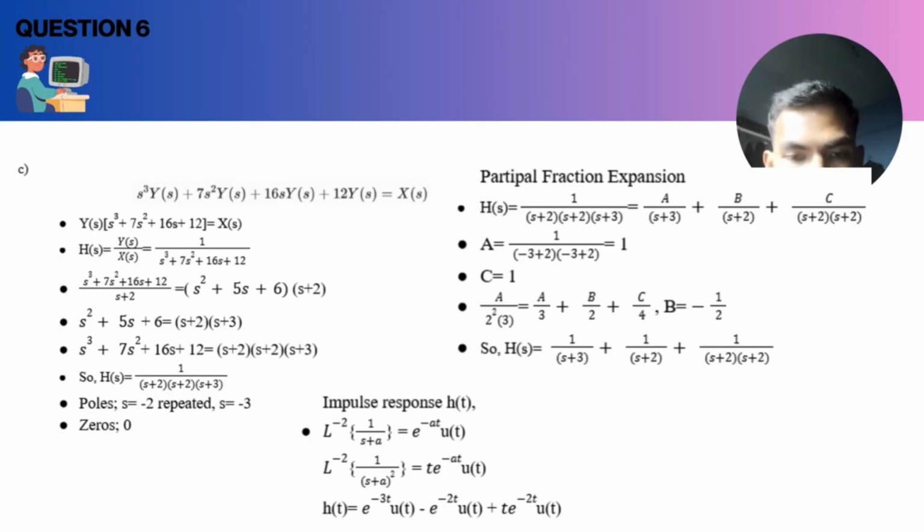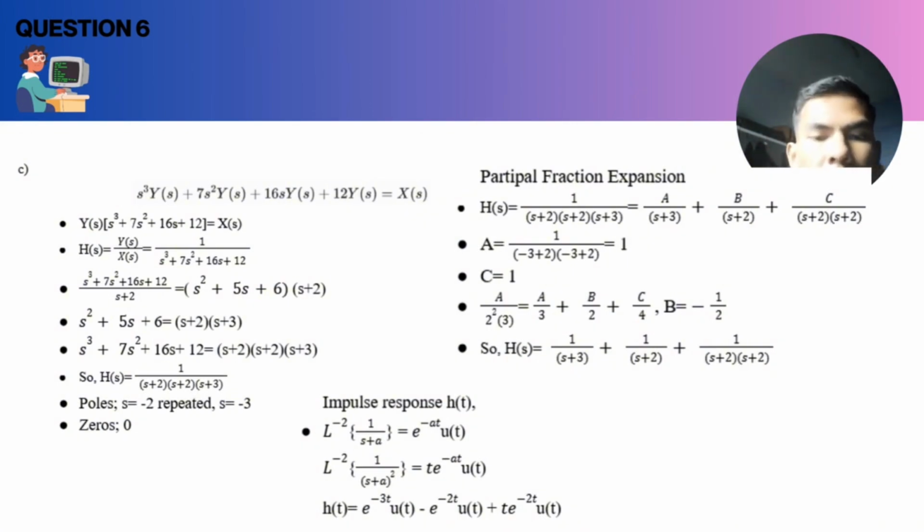Poles at s equal minus 2 repeated and s equal minus 3 are all in the left half plane, so the system is stable. For the partial fraction expansion, we decompose H(s) into a divided by s plus 3, b divided by s plus 2, and c divided by (s plus 2) squared, solving to get a equal 1, b equal negative 1, and c equal 1.